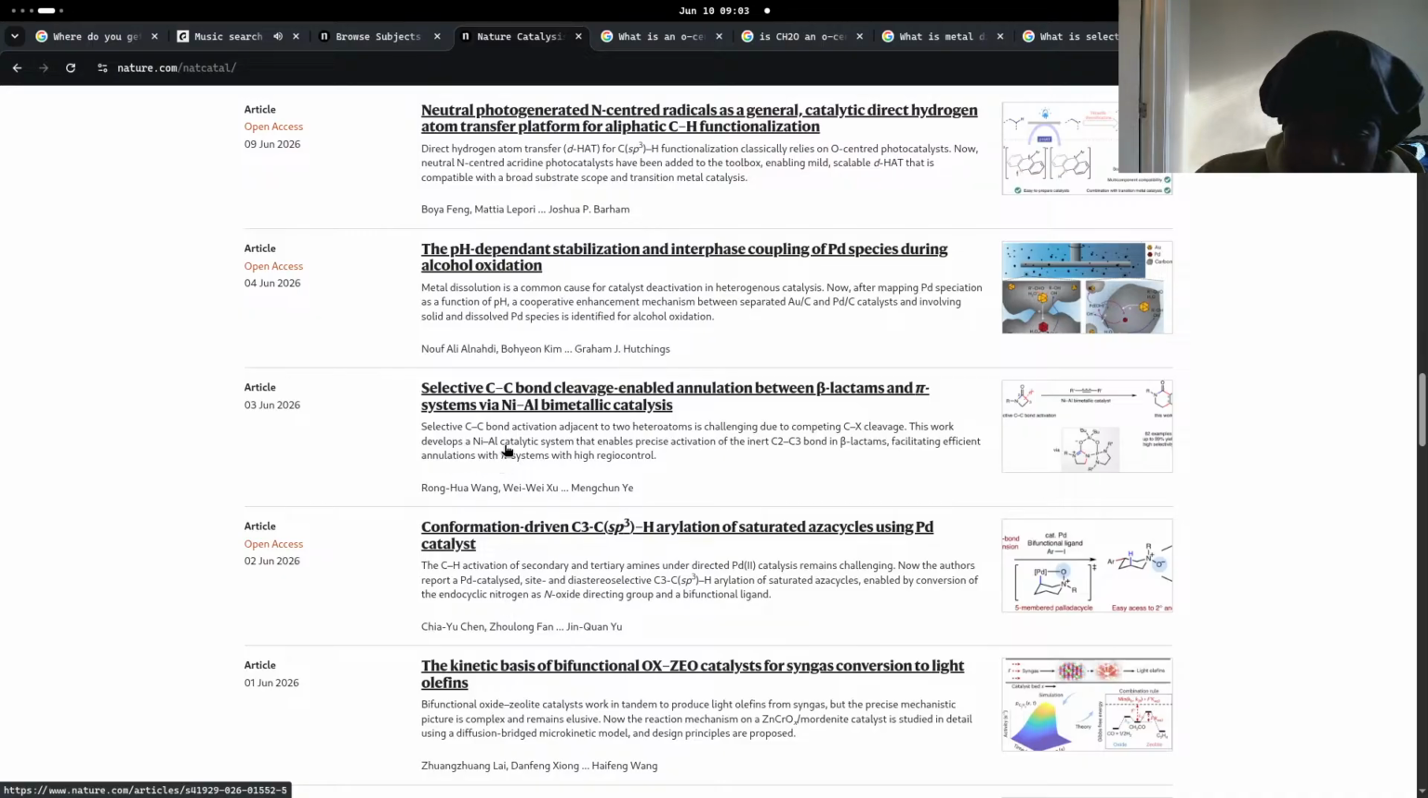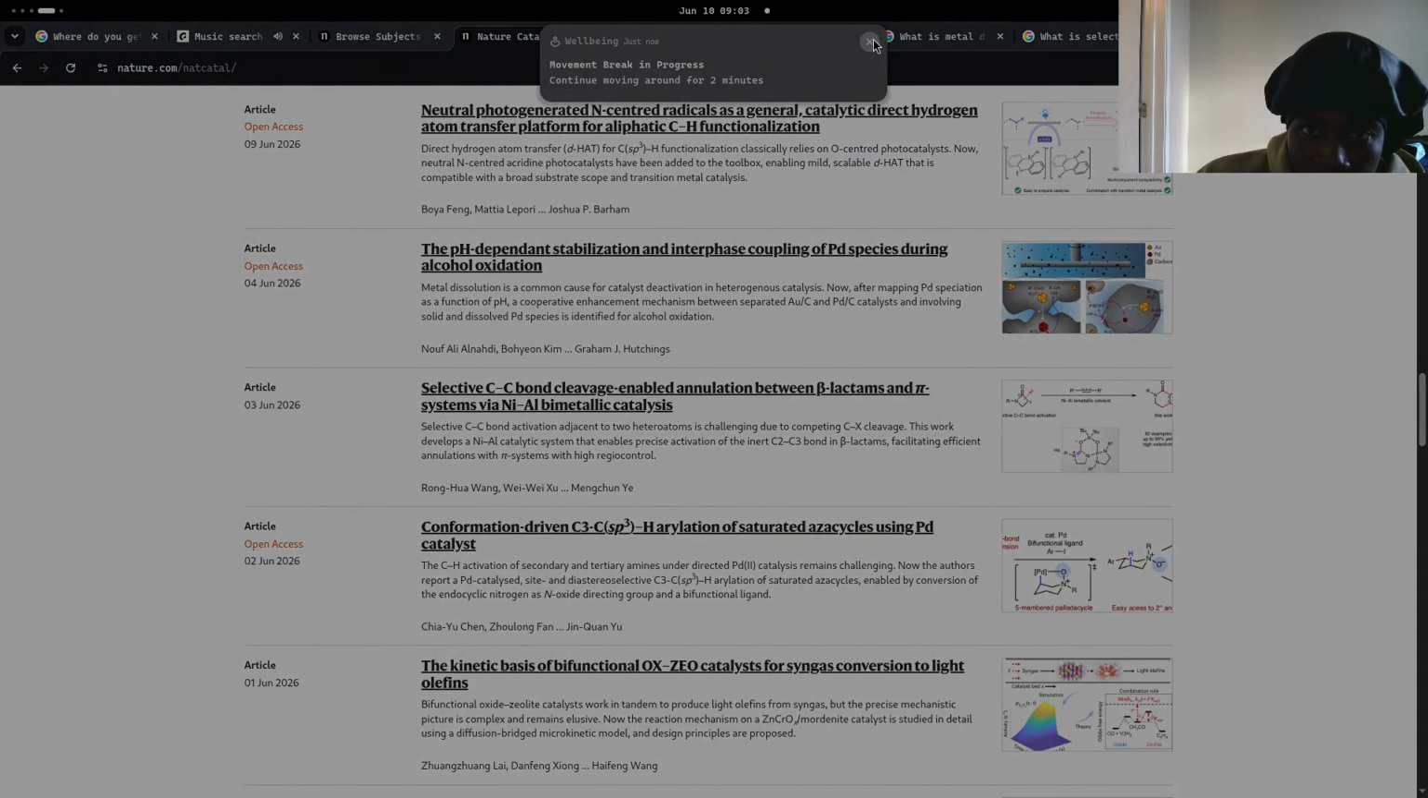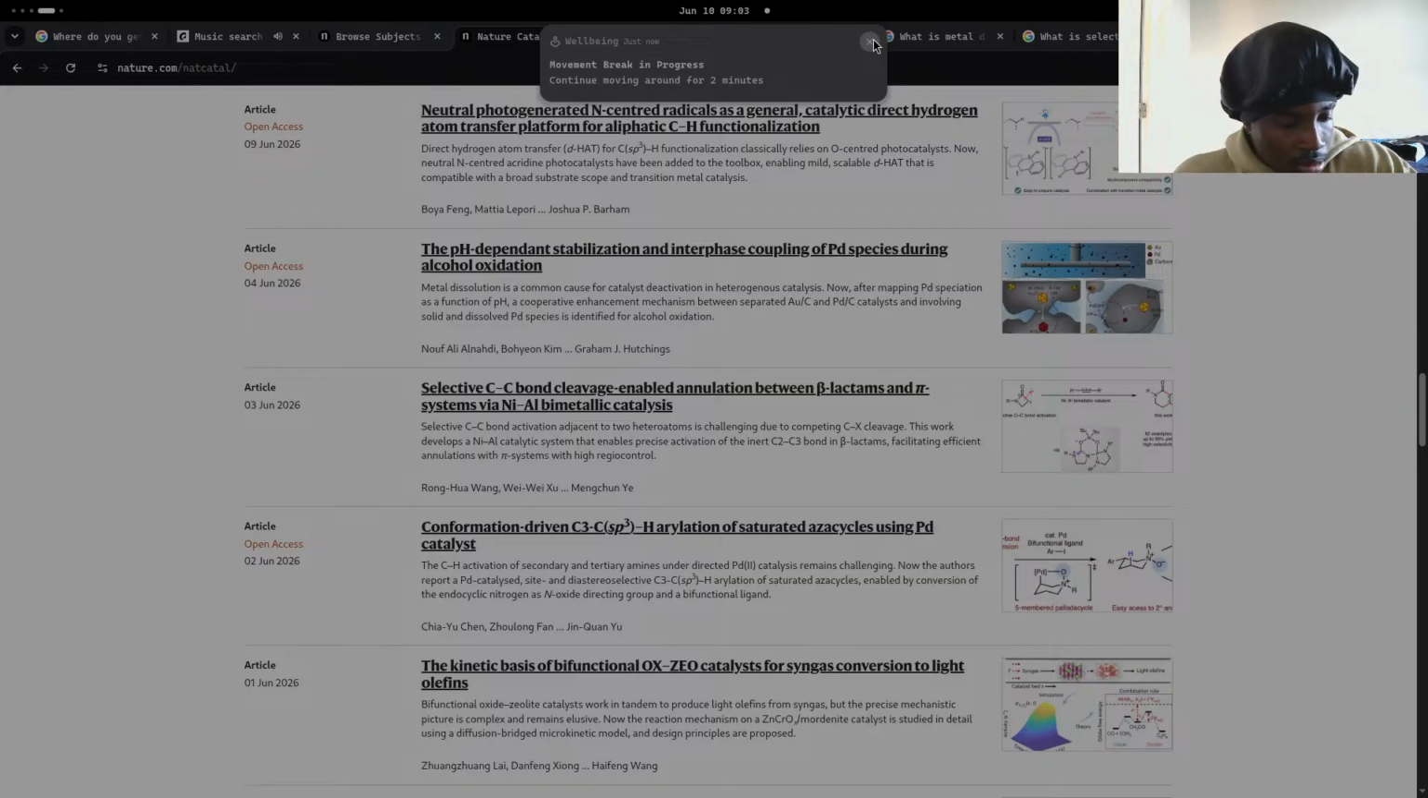This work develops a nickel-aluminum catalytic system that enables precise activation of the inert C2-C3 bonds in beta lactams, facilitating efficient annulations with pi systems. With pi systems. Oh wait, come on, bro. Alright, I'm just gonna go.